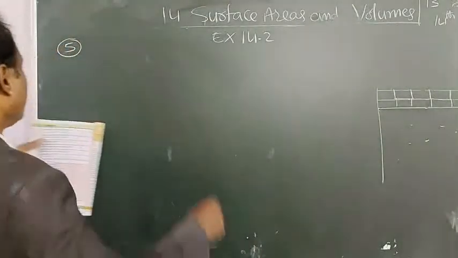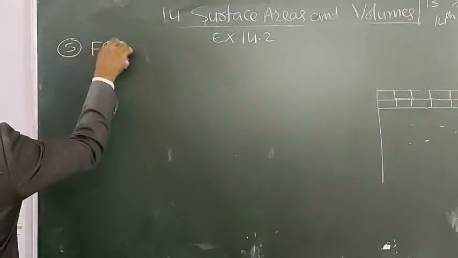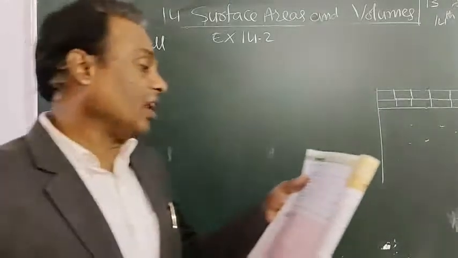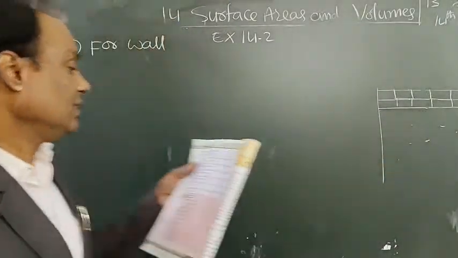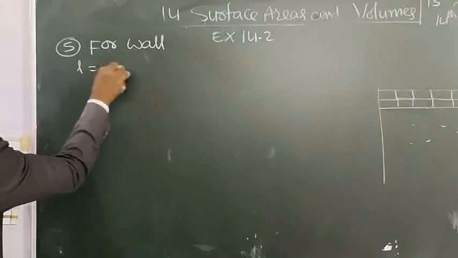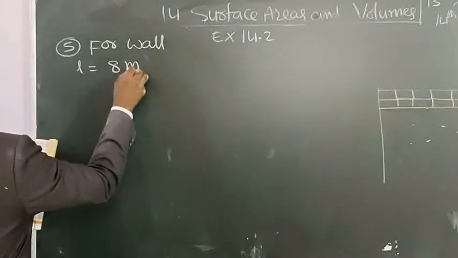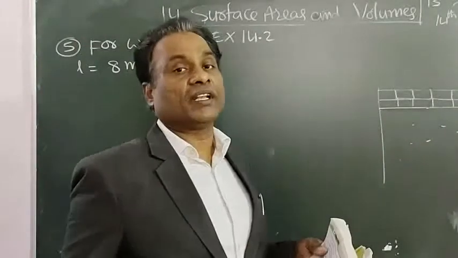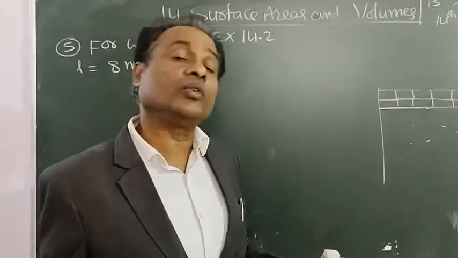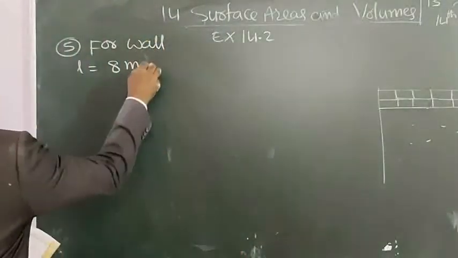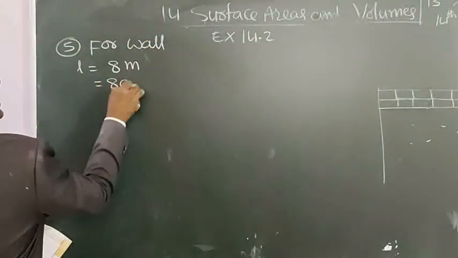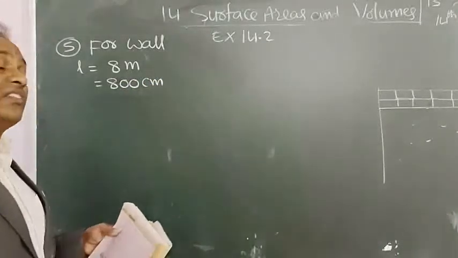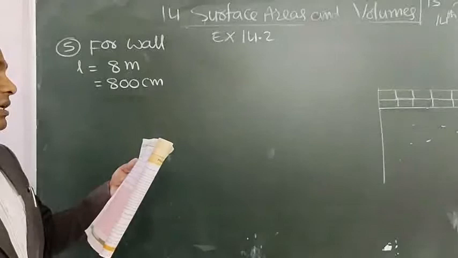See here, students. First I am taking the dimensions of the wall. Length is 8 meters. Because some units are in meters and some are in centimeters, I am converting everything into centimeters. 1 meter is equal to 100 centimeters, so 8 meters is equal to 800 centimeters.